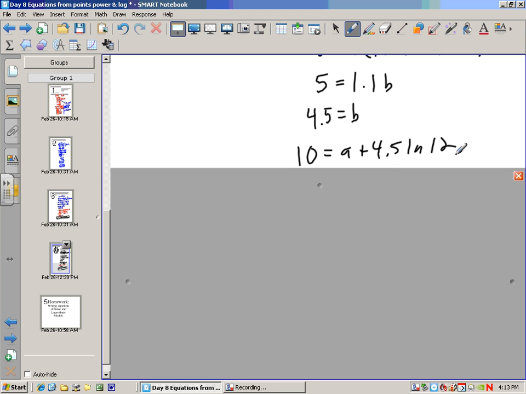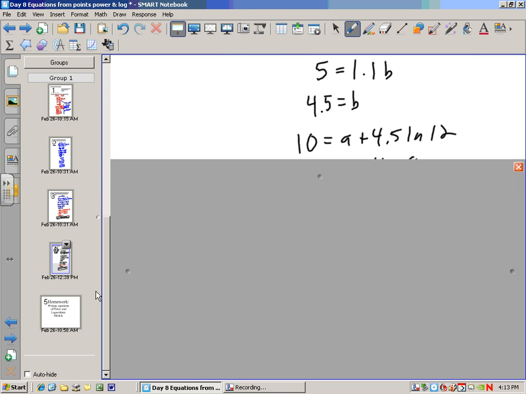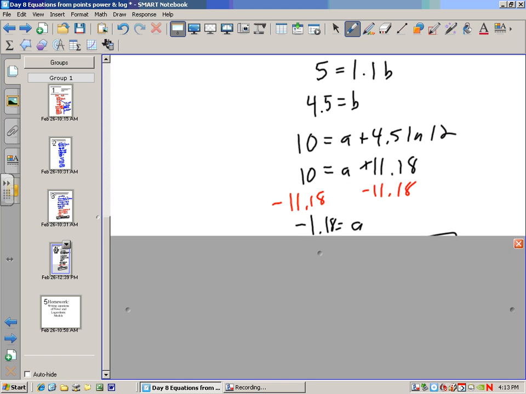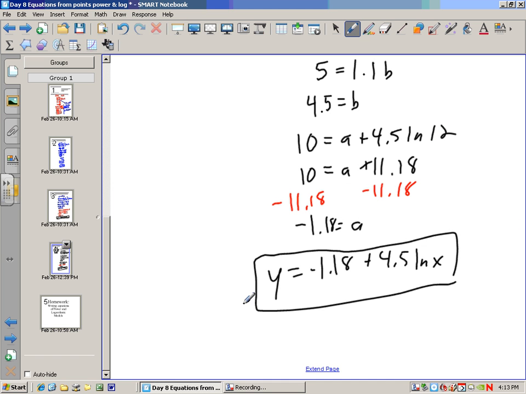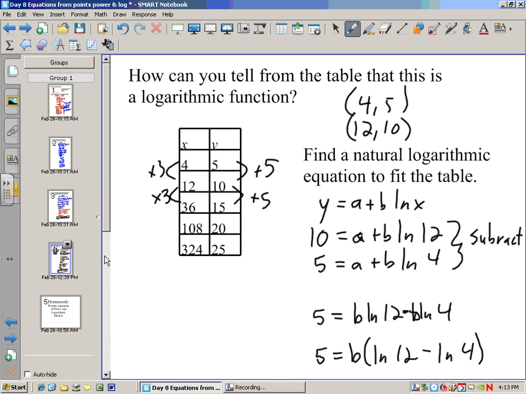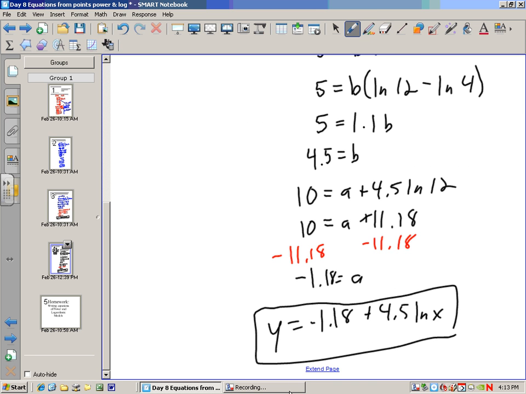I chose the 12, 10. Yep, 12, 10. And then multiplied that out, subtracted it, and I got negative 1.18. So now we have y equals negative 1.18 plus 4.5 times natural log of x. Now your homework is the other worksheet. All right, good luck.